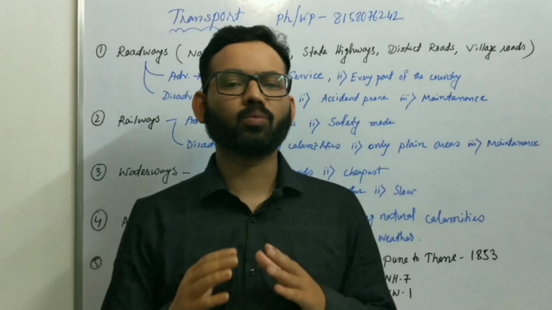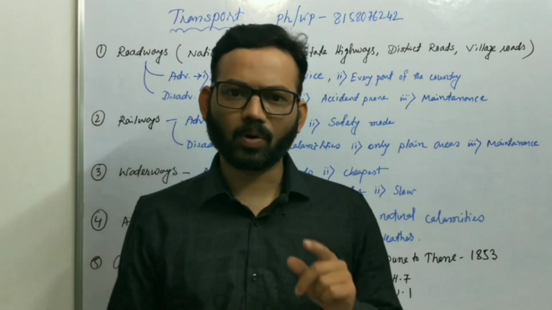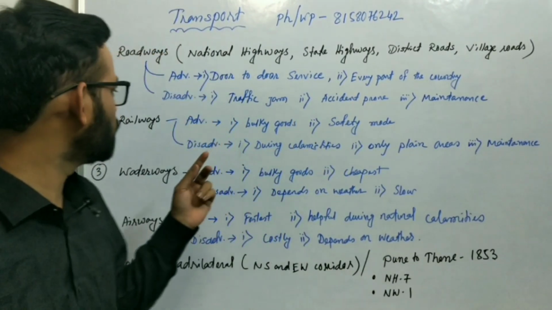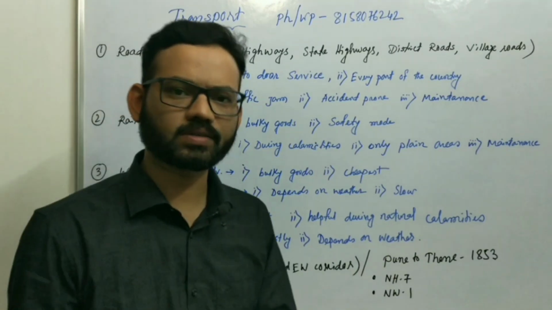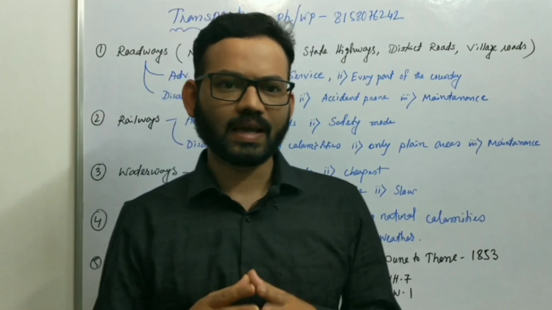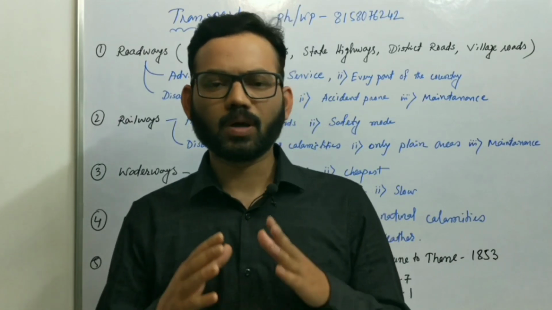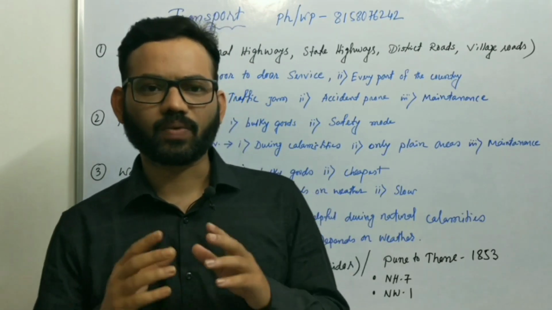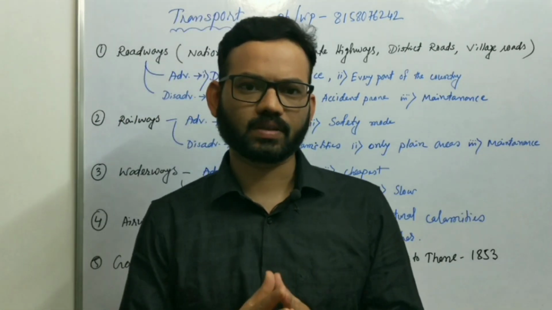The four important modes of transport are number one, roadways; number two, railways; number three, waterways; and number four, airways. These are the four important modes of transport in India. First, let's discuss the roadways.